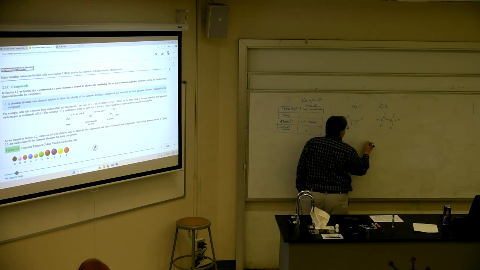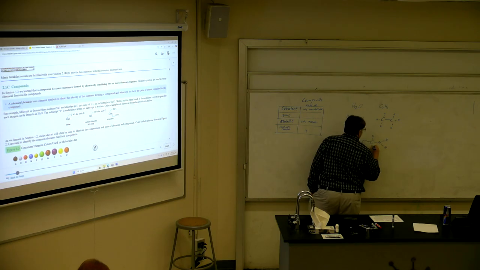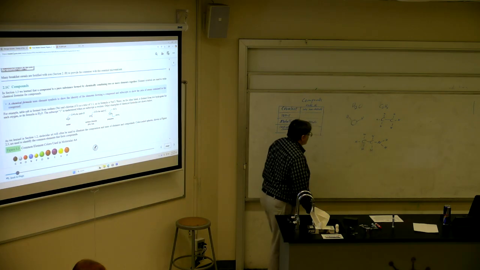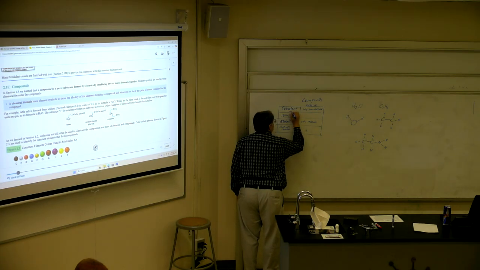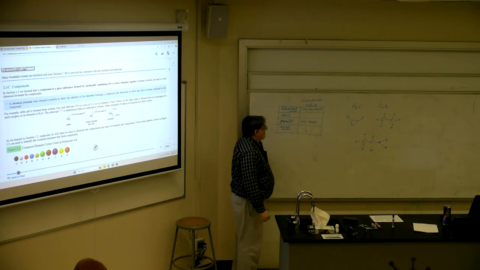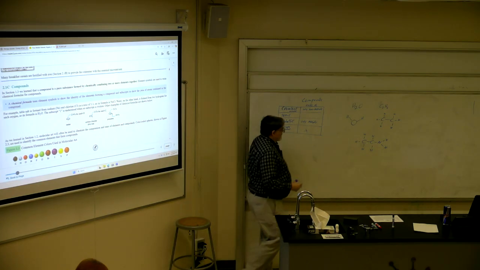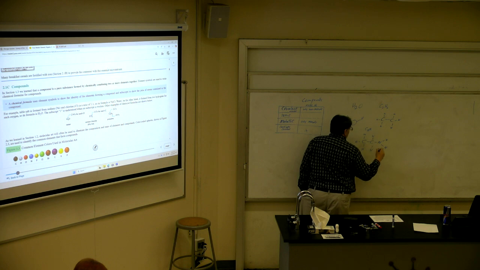What else can I do? So there's another covalent compound. Kind of a synonym here. What I'm drawing here are molecules. They're necessarily covalent compounds made up of only nonmetals.